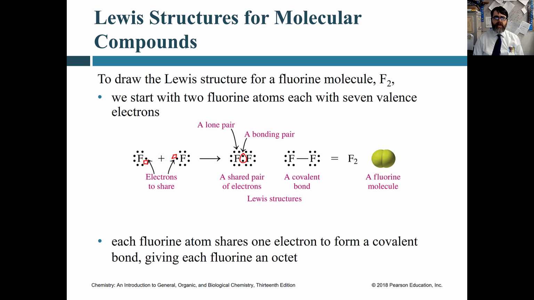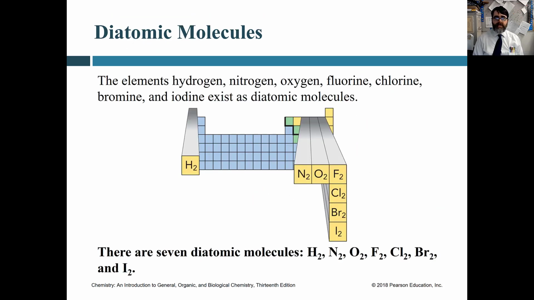The other way that we can draw this is we can draw the line in there in place of the bonding pair or shared pair of electrons. We still have to have the unshared pairs around that one. And then this here is just the formula way of writing it. And then this one here is a space filling model of it.